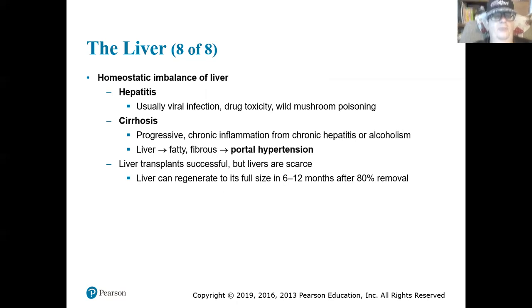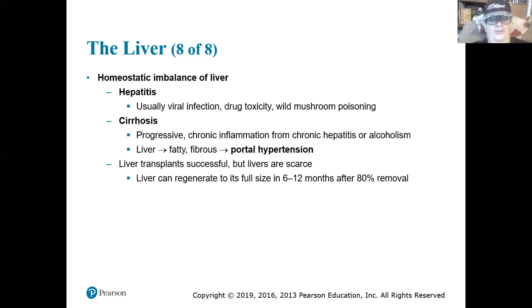All right, so let's talk about homeostatic imbalance in the liver. Hepatitis, inflammation of the liver, is usually caused by a liver infection. It could also be caused by wild mushroom poisoning or drug toxicity. Cirrhosis is chronic inflammation from long-term hepatitis or from alcoholism. It takes the liver and makes it fatty and fibrous, and it causes portal hypertension.